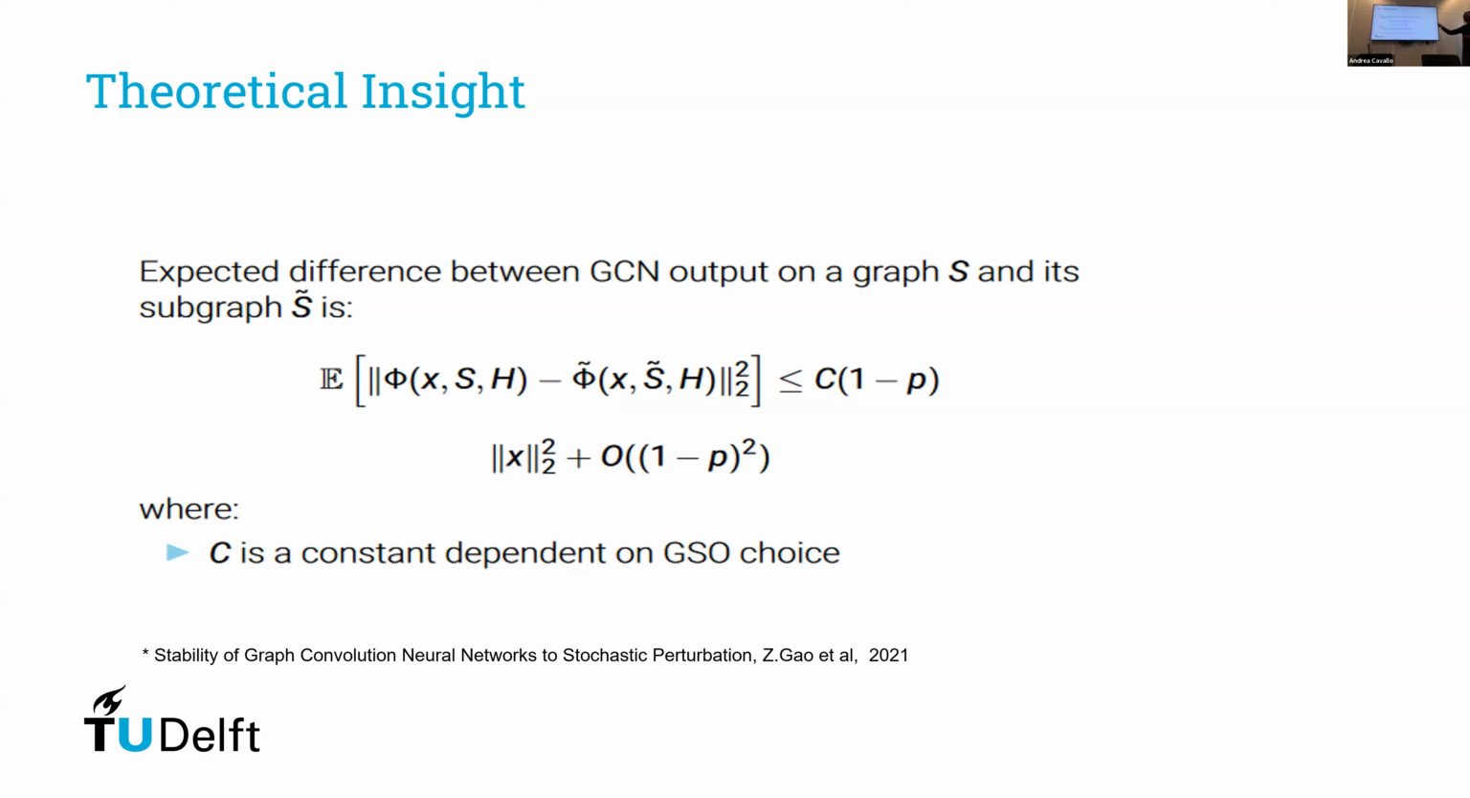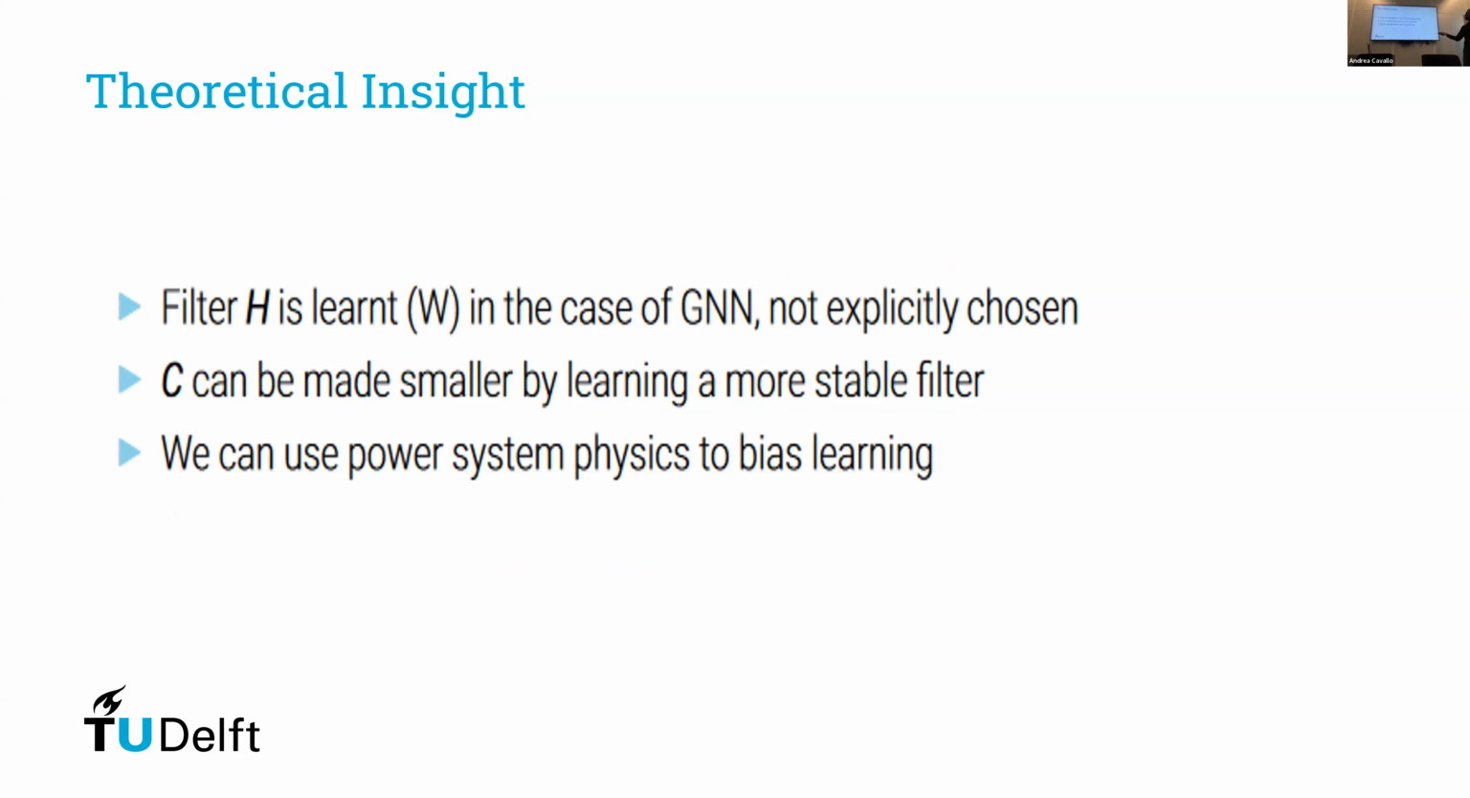Now, if we look at this theorem, what we can really affect is the C, because we don't have control so much over the probability of link loss, at least in the case of power systems, let's say it's not a planned outage. So we want a choice of GSO, for example, that minimizes the C, or that makes the constant smaller, so that the difference between the GNN outputs for the two graphs or the two cases is as small as possible.